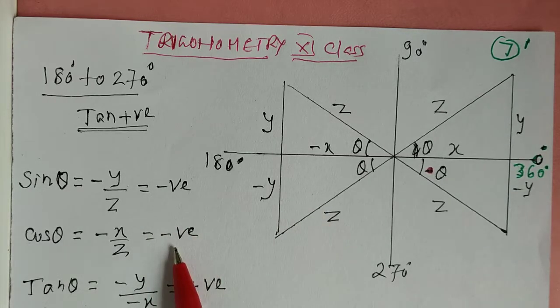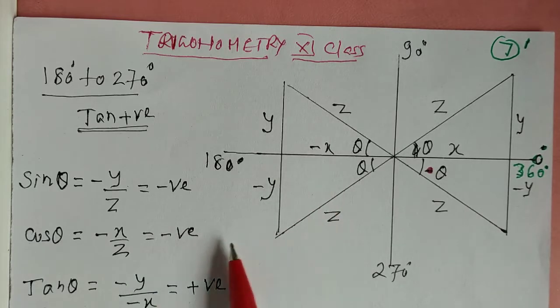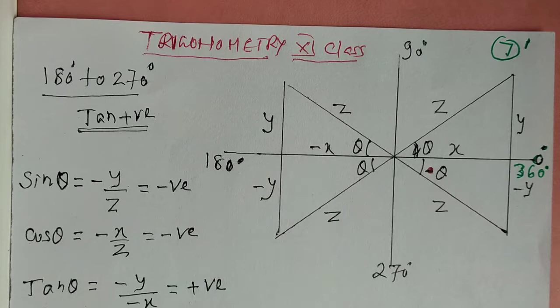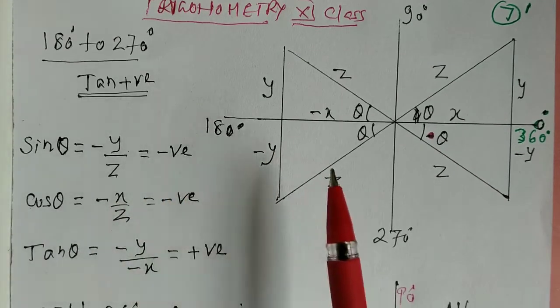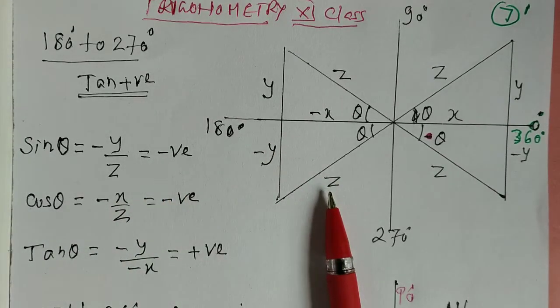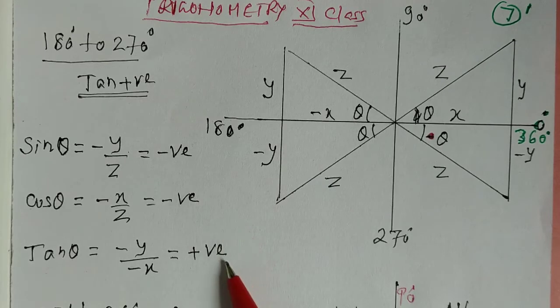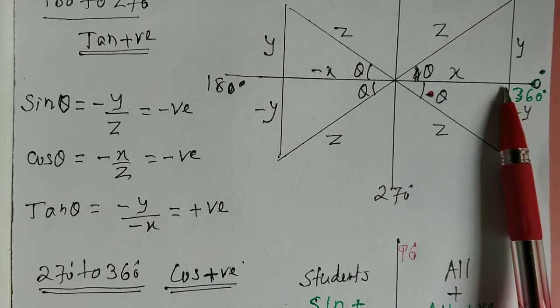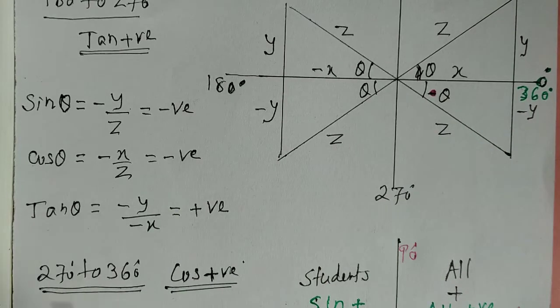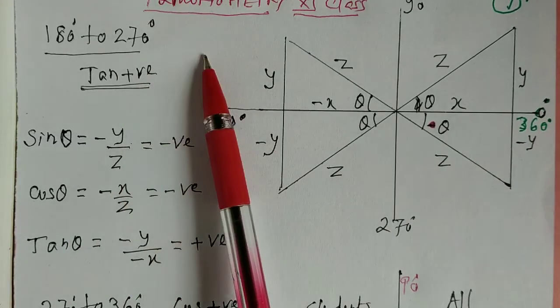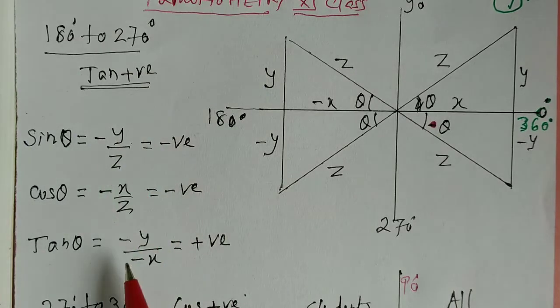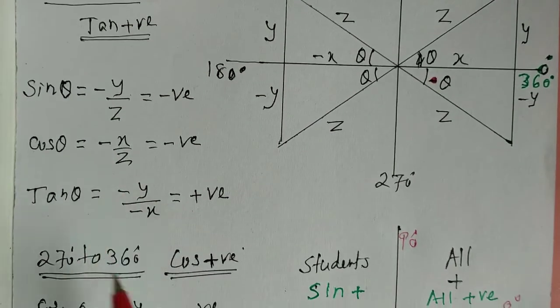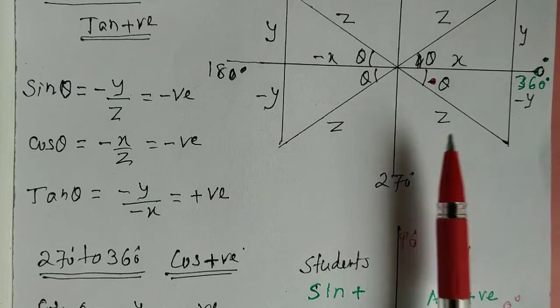Cos theta is minus x by z, so this is again negative. Tan theta is minus y by minus x, this is positive. So in the third quadrant, sine is negative, cos is negative, and tan is positive. Likewise, from 270 to 360, only cos is positive, but in 180 to 270, tan is positive. You have already seen. Now see how cos is positive only in this fourth quadrant.